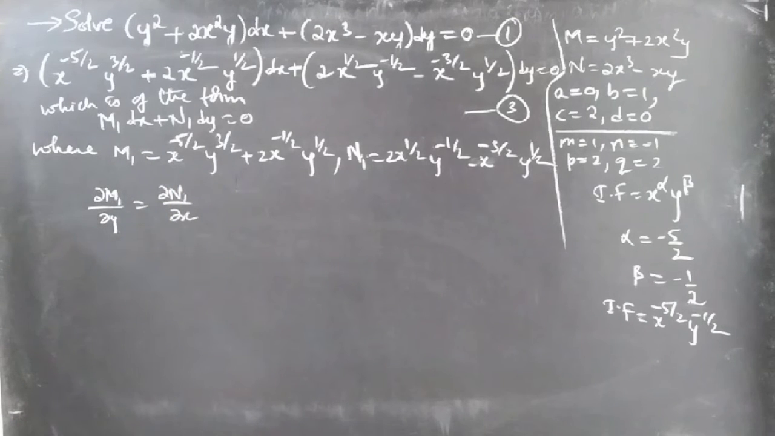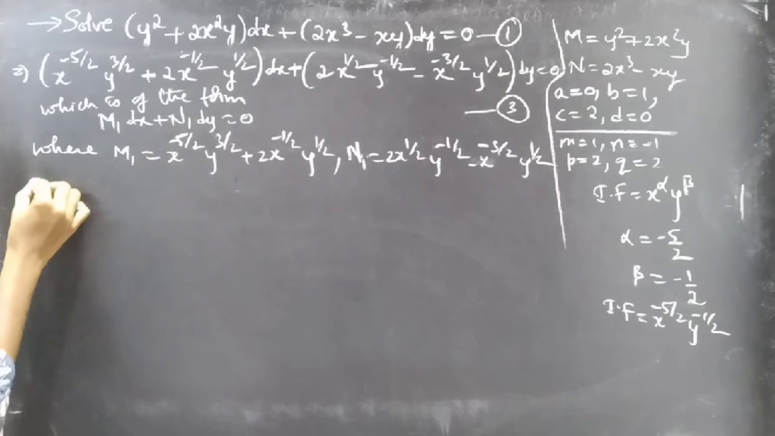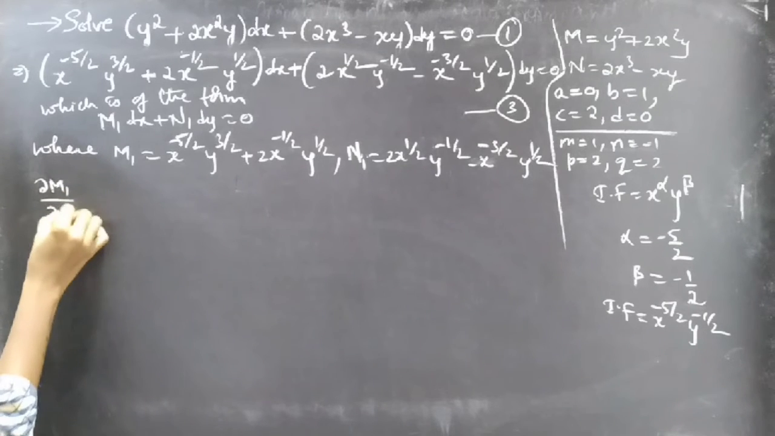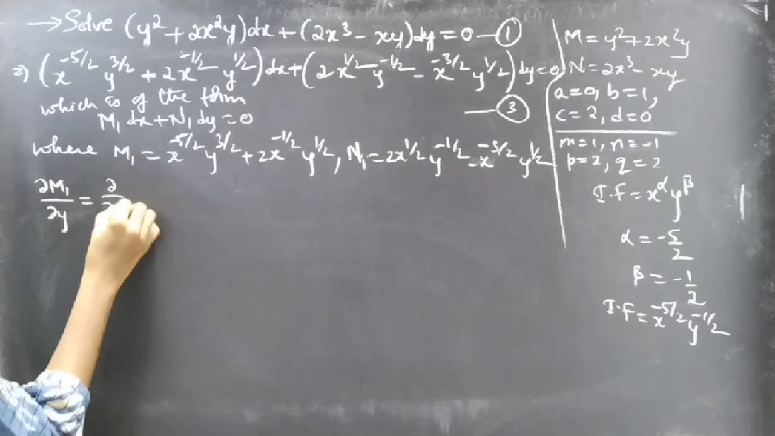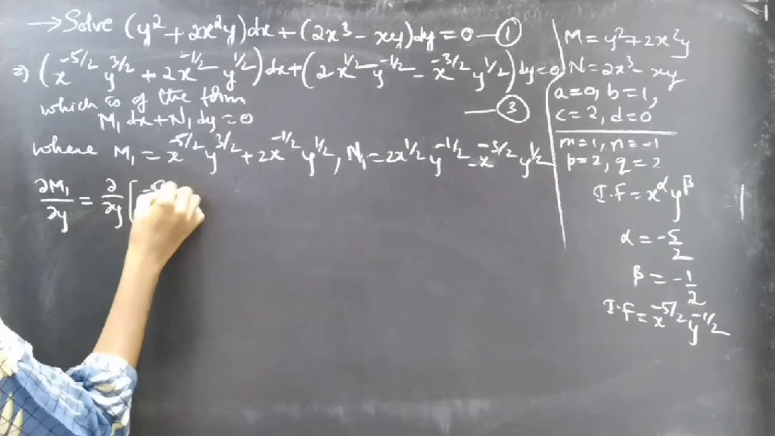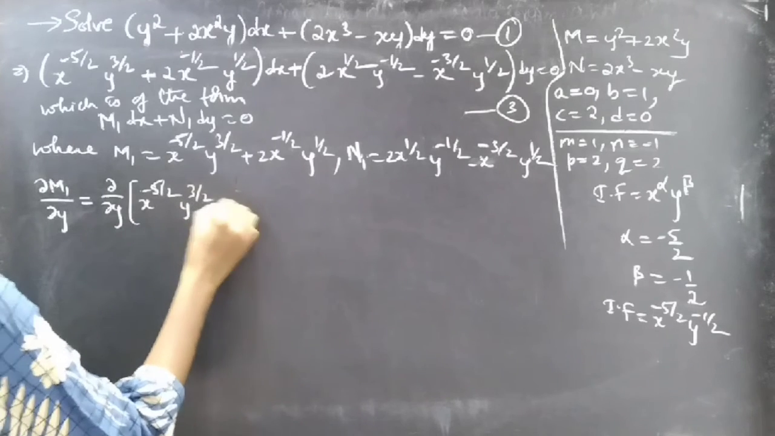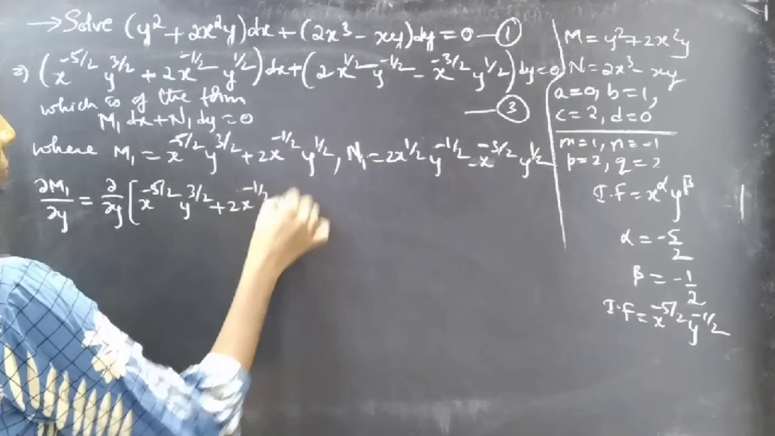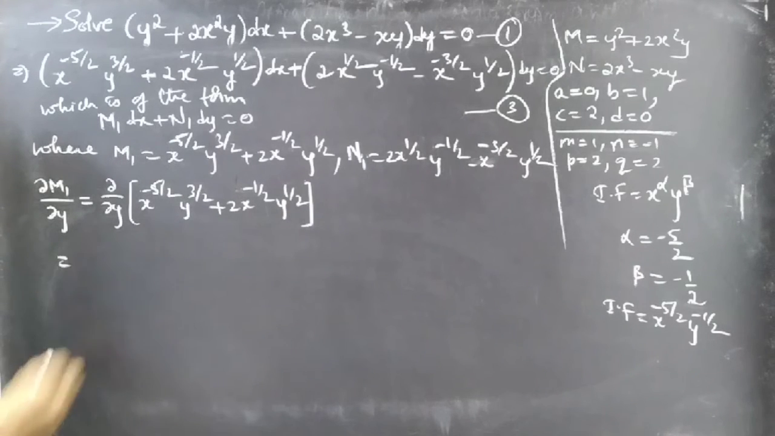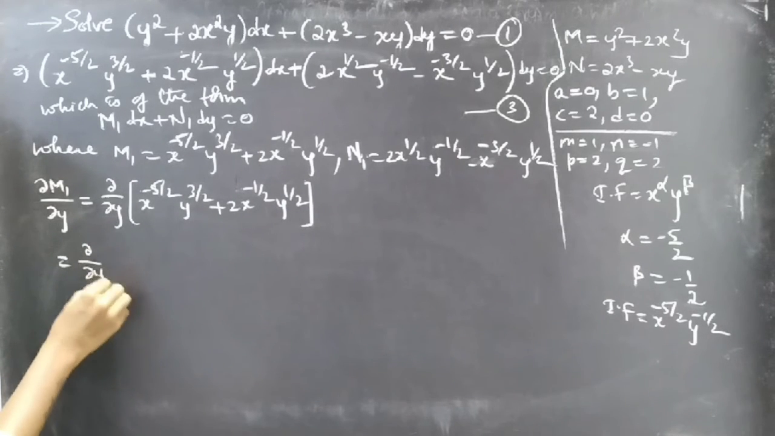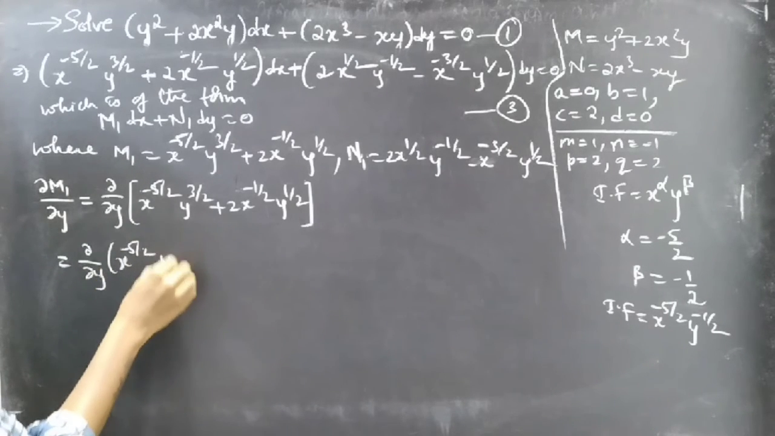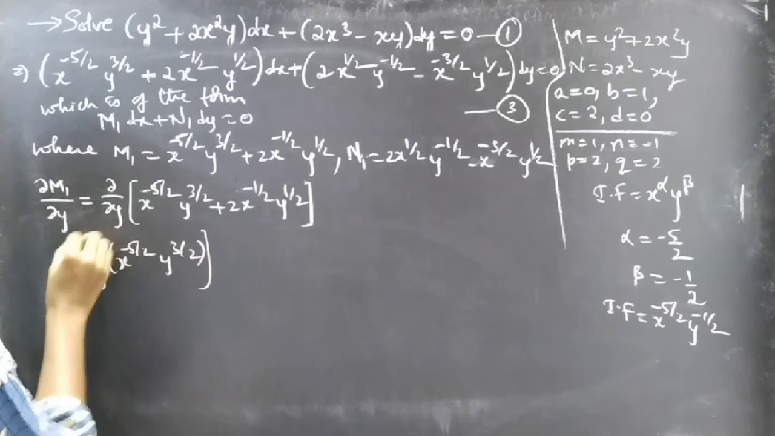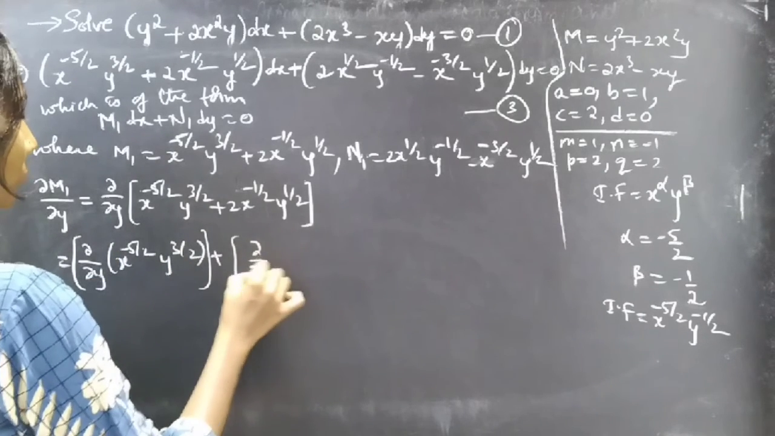So let's now find the partial derivatives of M1 and N1. I'll begin with the partial derivative of M1 with respect to y, which is dou by dou y of x^(-5/2) into y^(3/2) plus 2x^(-1/2) into y^(1/2), right? Which gives us, or we can write this as, dou by dou y of the first term plus 2 dou by dou y of the second term.